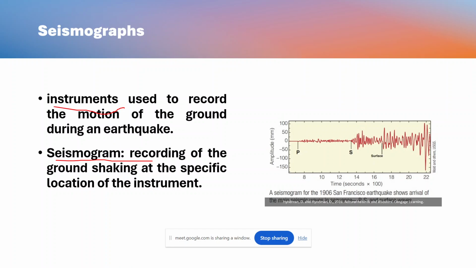In the case of the P wave, that is the first one to be recorded. That is followed by the S wave. Then it is followed by the surface wave. So you can see the difference, right? So this is a seismogram. Seismograph is the instrument and seismogram is the recording.